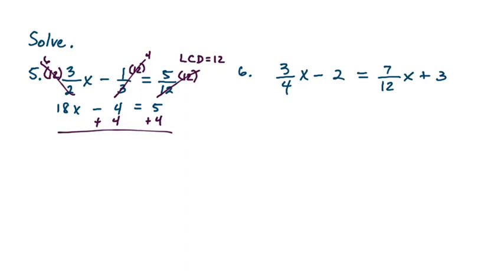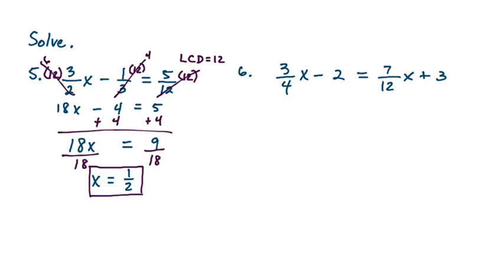And then we have a two-step equation. We're going to add 4 to both sides. And then be careful here. It's not 2. You need to divide by 18 to get x by itself. And so you're going to get a half.